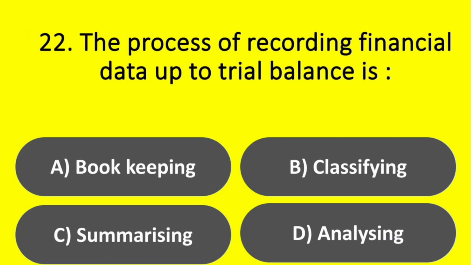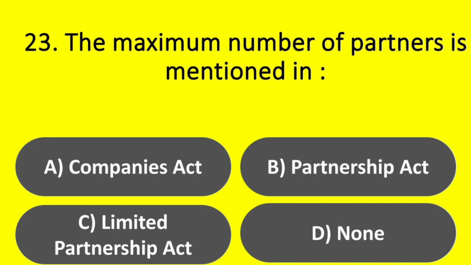The process of recording financial data up to trial balance is: option A, bookkeeping; option B, classifying; option C, summarizing; option D, analyzing. Answer: option A, bookkeeping. The maximum number of partners is mentioned in: option A, Companies Act; option B, Partnership Act; option C, Limited Partnership Act; option D, none. Answer: option A, Companies Act.